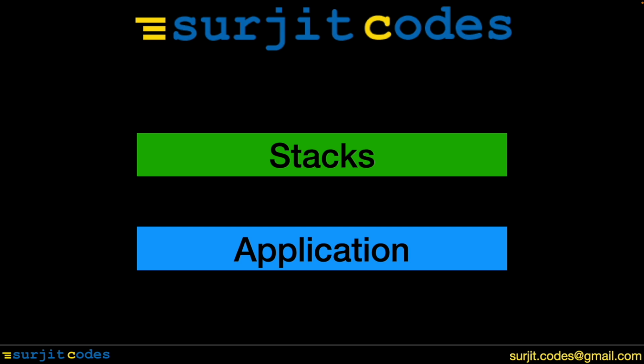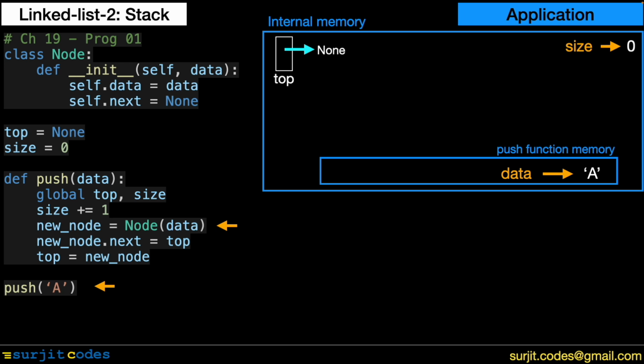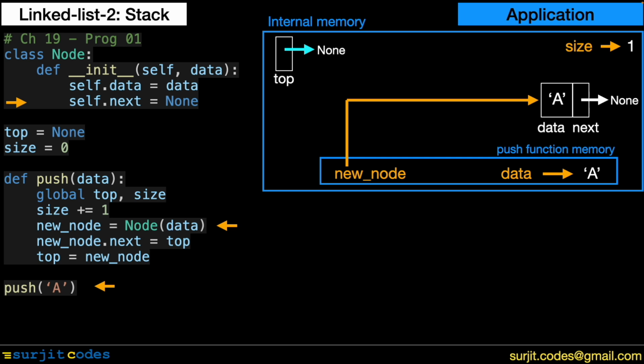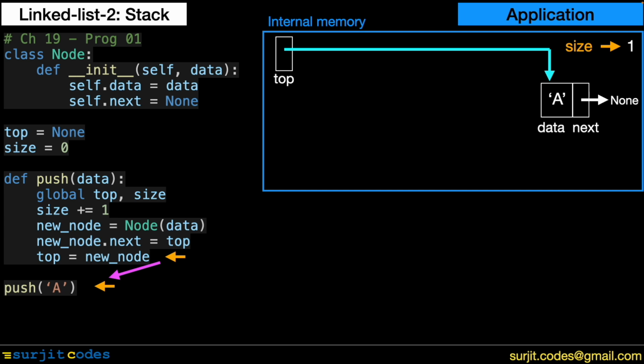Stacks are used in many computer science applications. Let us recall the push function once again. Main function calls the push function. During its execution, the push function further calls the init function of the node class. These functions end execution in the reverse order. After conclusion, init function gives control of execution back to the push function. At the end of the push function, control goes further back to the main program.